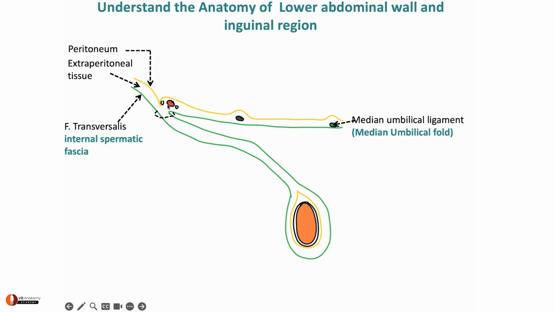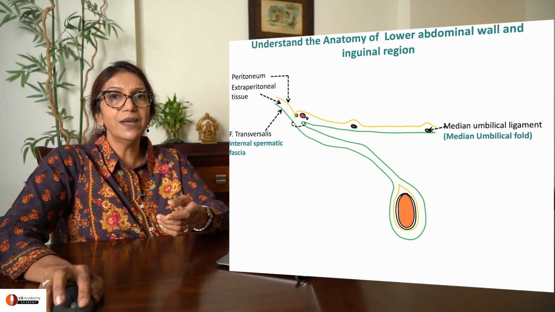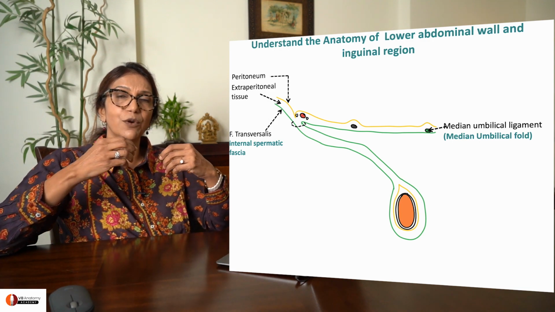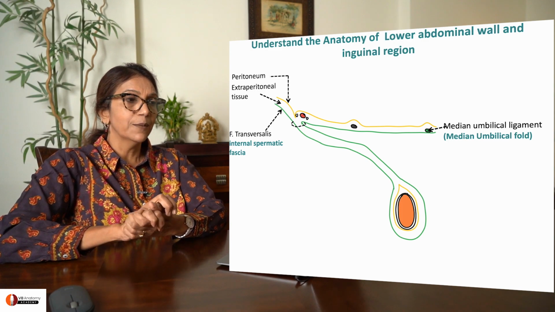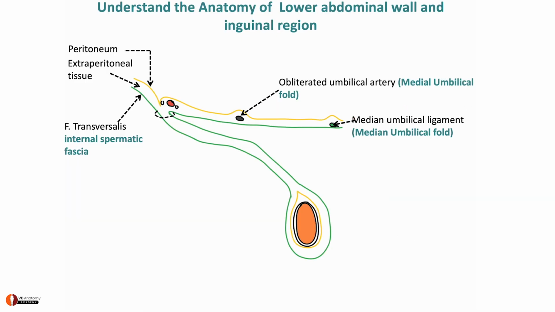Now let's come to some structures here. Can you see these 3? The medial most, which is actually in the midline, is called median umbilical ligament or urachus. It's a cord-like structure extending from the apex of urinary bladder to the umbilicus. Here is the obliterated umbilical artery. Here is the inferior epigastric artery.